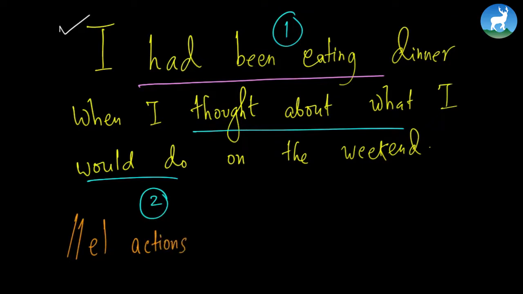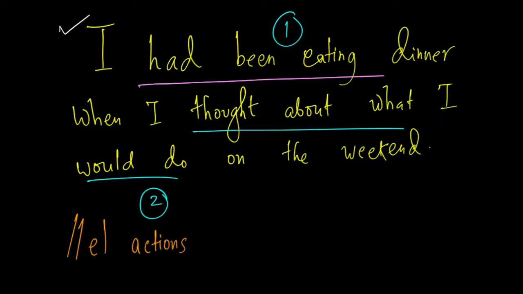Now imagine, keep on imagining, thinking about what you would do on the weekend, right? So the action that had started later would be described by using simple past tense, while the action that had happened earlier would be described by the past perfect continuous tense. Does that make any sense? Think about it.